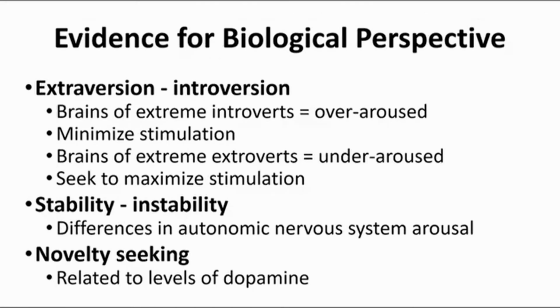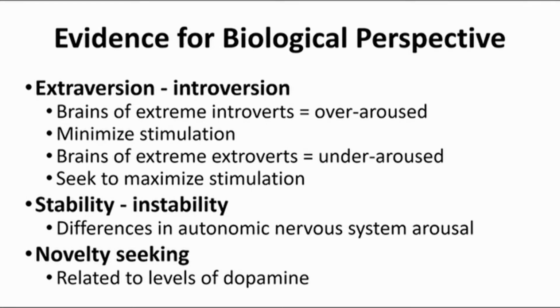So if we want to look at some evidence for this biological perspective, for some biological underpinning of personality, we have some evidence in multiple different areas. So people looking at that introversion-extroversion continuum, we see that the brains of extreme introverts tend to show lots and lots of activity. So they are over-aroused, their brains are overactive. And so that introversion, or those traits associated with introversion, like avoiding being out and about, might be means of minimizing stimulation. So that behavior is trying to minimize the amount of stimulation to an already stimulated brain. In contrast, the brains of extreme extroverts are under-aroused. So their extroverted behavior might be a way of seeking to get more stimulation for an understimulated brain.